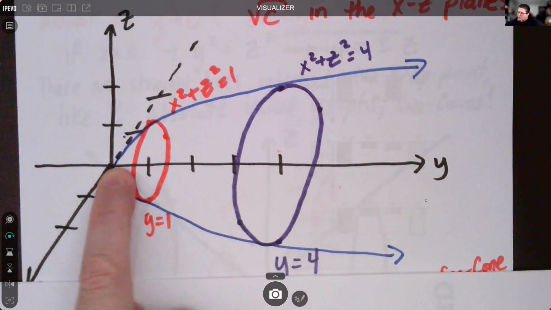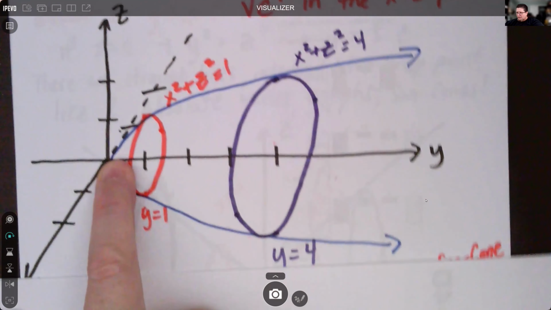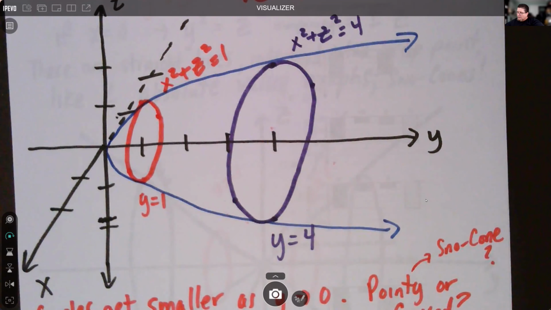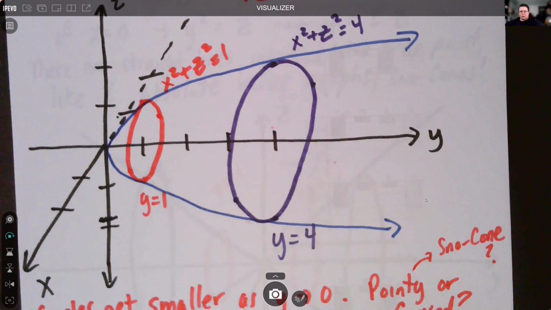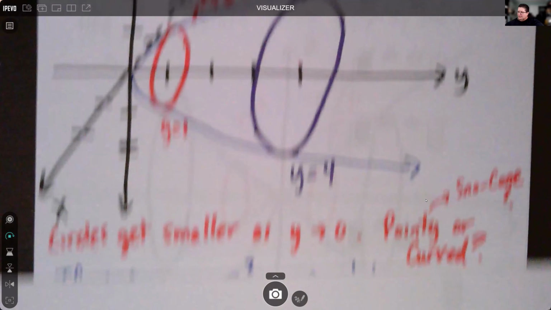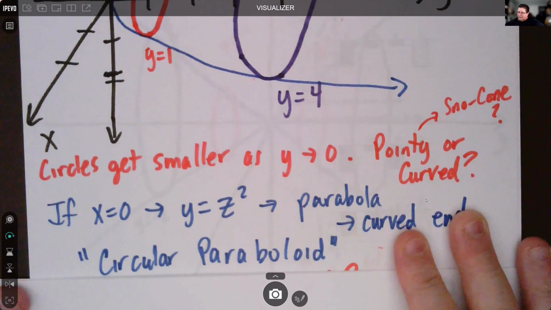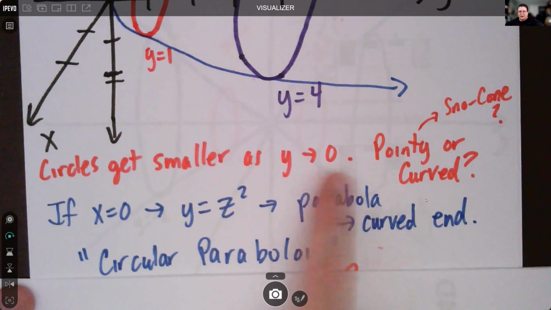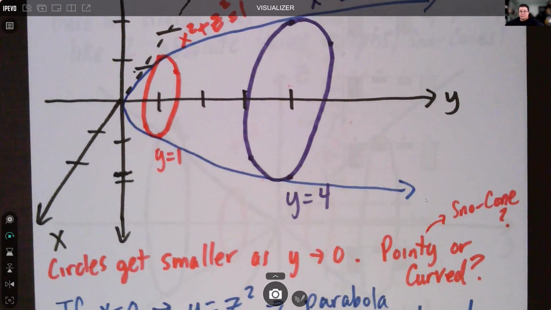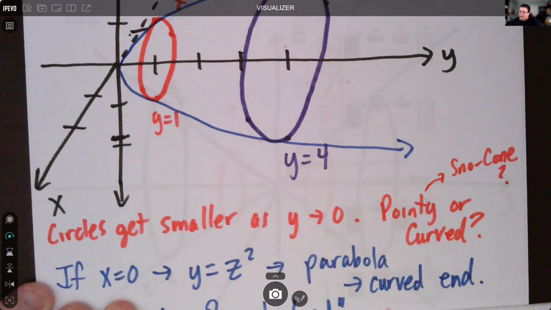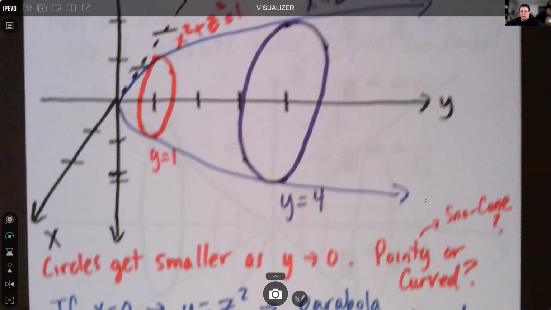And so what happens when y equals 0? Do we get a point, like an actual cone? Or do we get something curved, like a parabola? Let's actually look at what happens when y equals 0. If I pick another variable to equal 0, like x, and x equals 0, I'm left with y equals z squared, which is the blue line we see here.